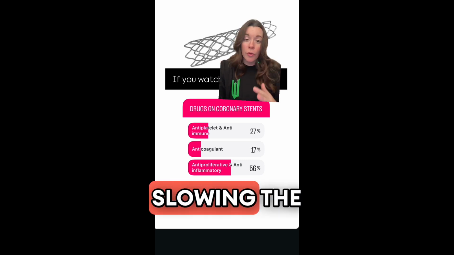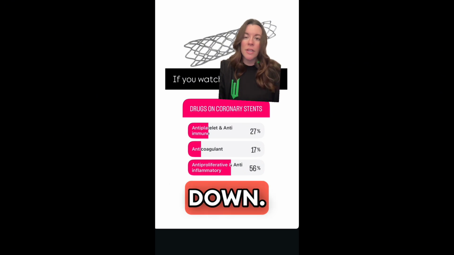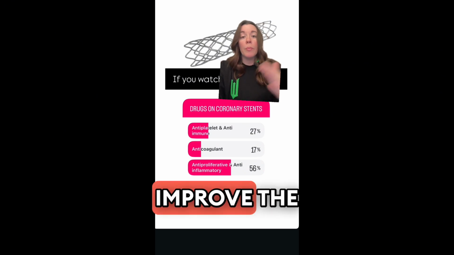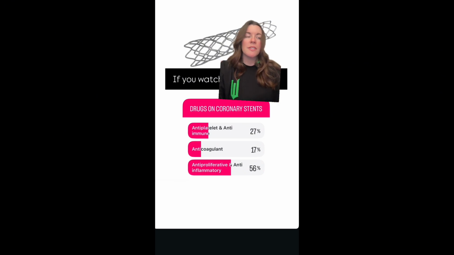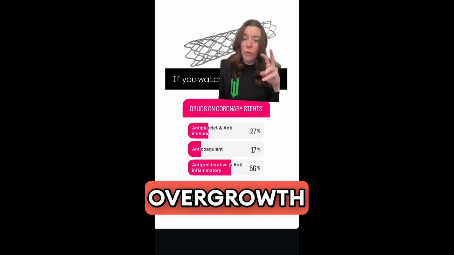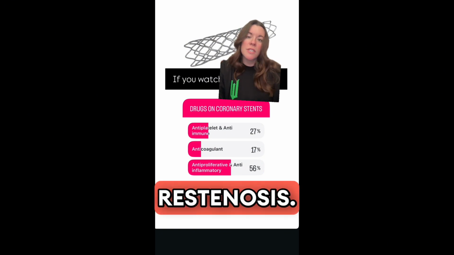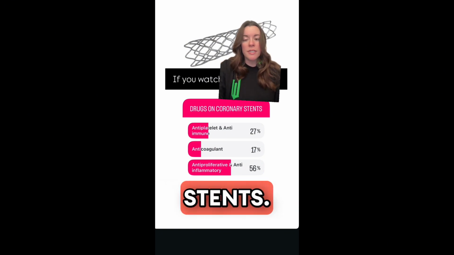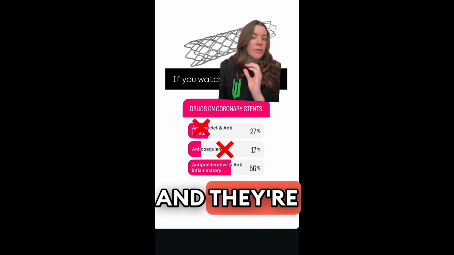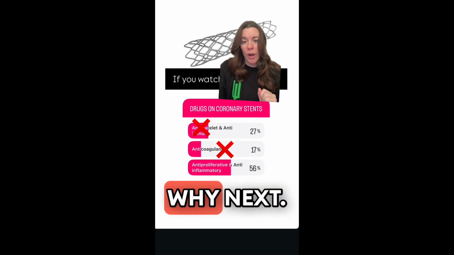So they're almost slowing the healing process down. And the reason for that is so that you improve the way in which it is healing, so it doesn't heal too fast. We don't get overgrowth of the intima, overgrowth and overproliferation of those cells that leads to in-stent restenosis. So that's why we have the drug-eluting stents. They're not anticoagulants and they're not antiplatelets, and we will talk about why next.